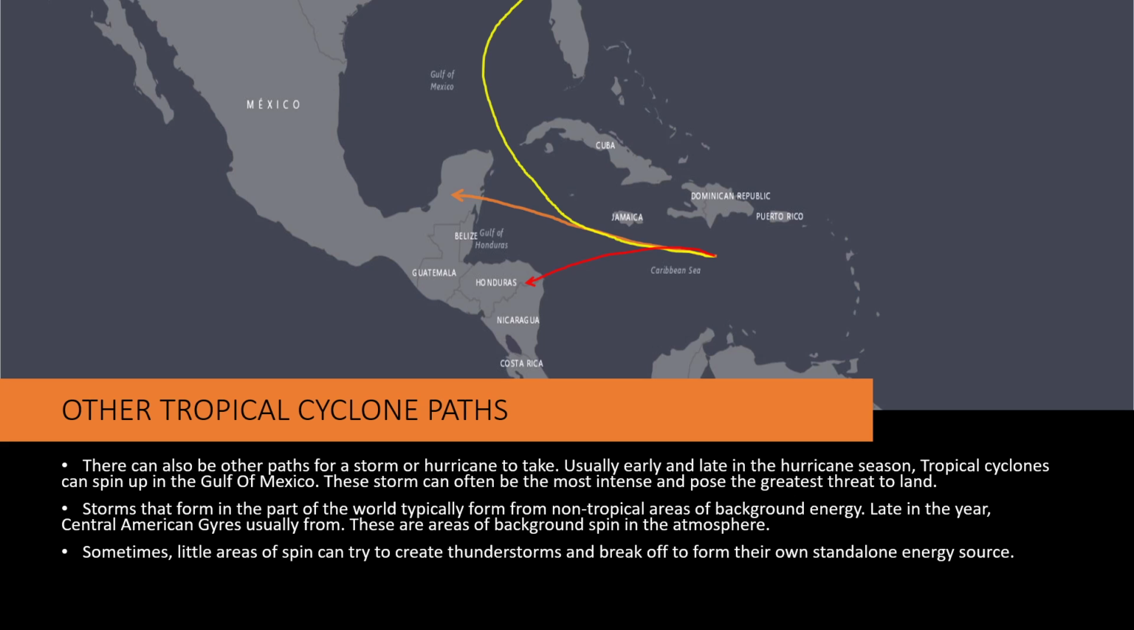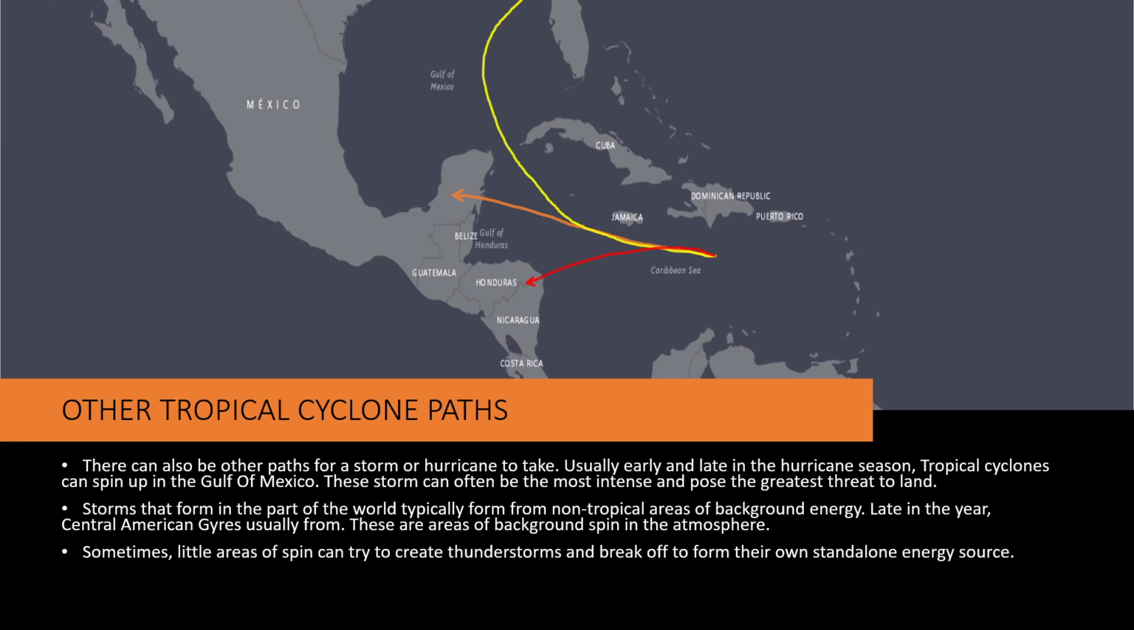That is basically what we're talking about here. These storms typically form from Central American gyres, and they can usually spin up in any sort of location, but typically here in the Central Caribbean. Now, sometimes, not usually, what will happen out of these Central American gyres is a little area of spin will try to create a thunderstorm and break off into its own standalone energy source. This is typically when you'll start to get the formation of a tropical depression or storm in this type of environment, especially with Central American gyres.